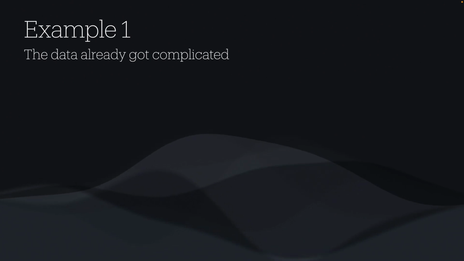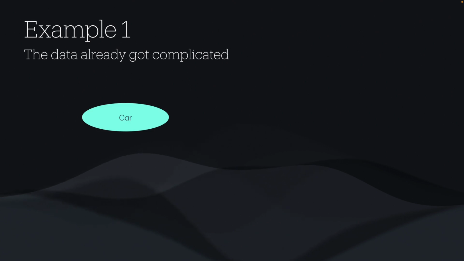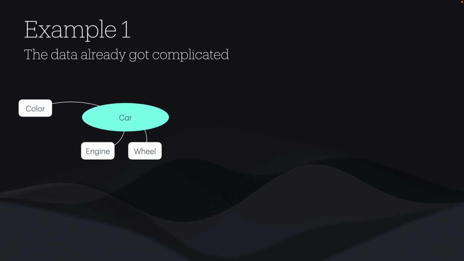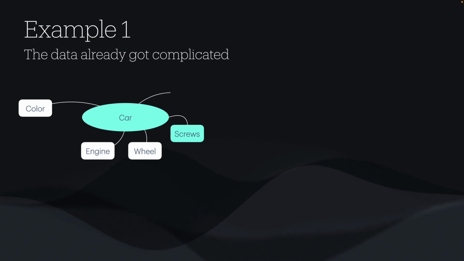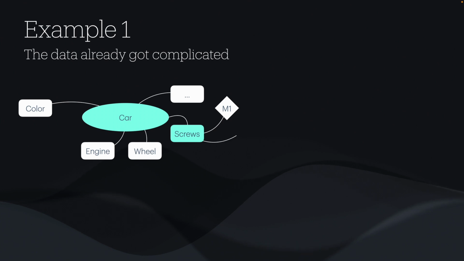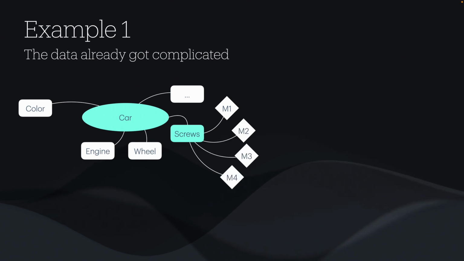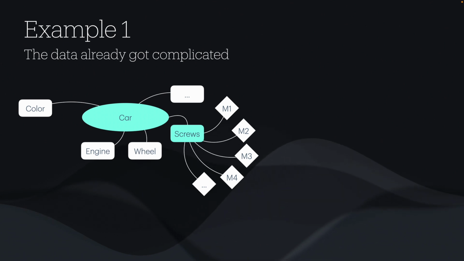About the data, how complicated my app is. I'm going to use an abstract example. Let's say you create a car object. Then you have color, you have engine, you have wheels, you have screws. All those belong to your car, and you can have more components. For your screws, you have different types of screws: M1, M2, M3, M4, etc. So far, this is a very simple data structure. It can be easily represented in Core Data as well as SwiftData.